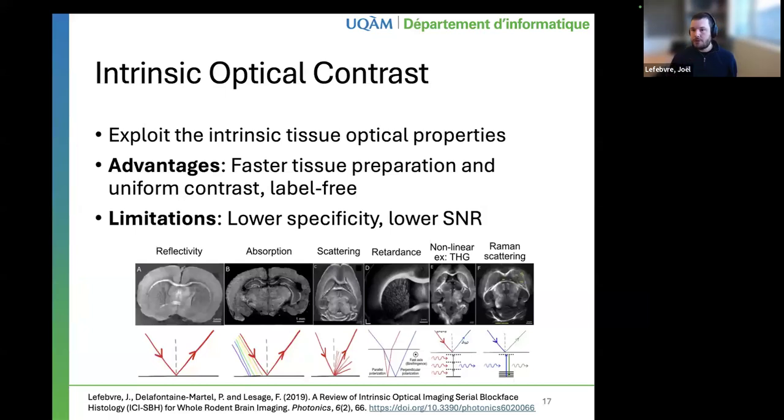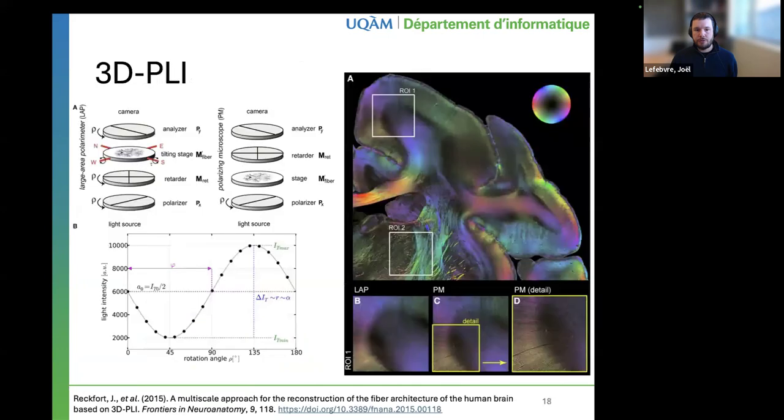The first example I want to show is 3D PLI. So 3D PLI means 3D polarization light imaging. Here it exploits one property of the light, its polarization, and it measures how the polarization was changed by the sample when the light traversed the slice.